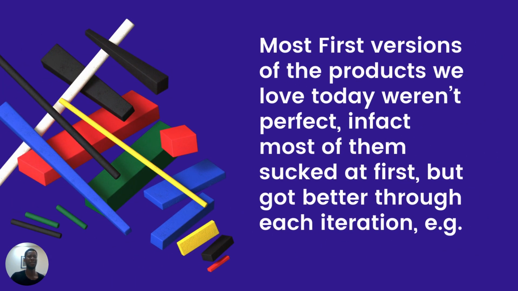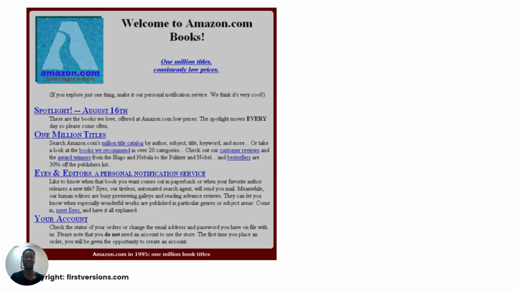right? And this is seen across development over the years, because some of the applications that we love today, most of their first versions weren't so beautiful, weren't so nice, and most of them sucked at the first version, right? But as each iteration went from each product development cycle to the next, it got better over time. And for example, this is Amazon's first launch in 1995. Credit to firstversions.com.